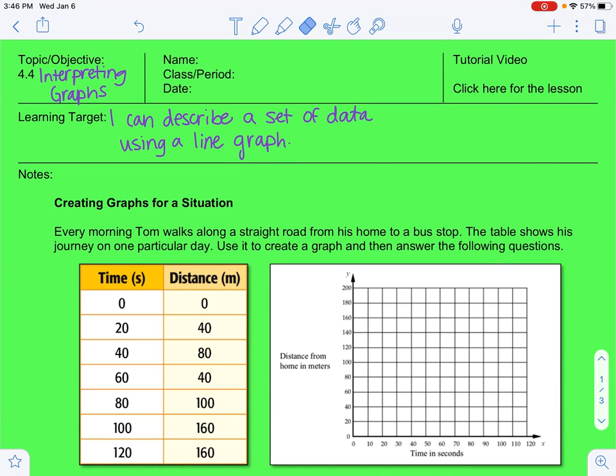Today we're going to continue Unit 4, which is all about interpreting graphs. Our learning target for today is I can describe a set of data using a line graph. Alright, so let's get started.